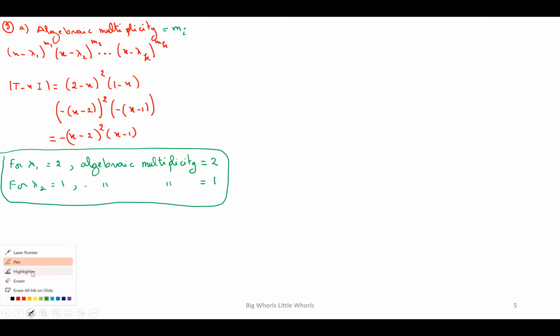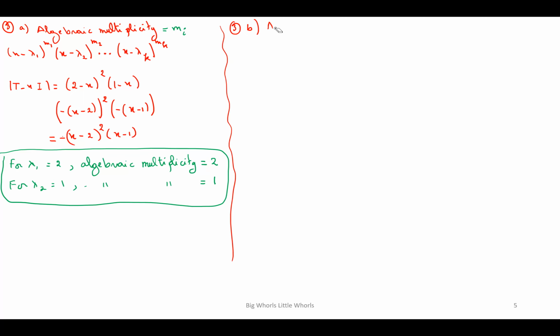So 3b, part B, we are asked to find the geometric multiplicity of the eigenvalues.